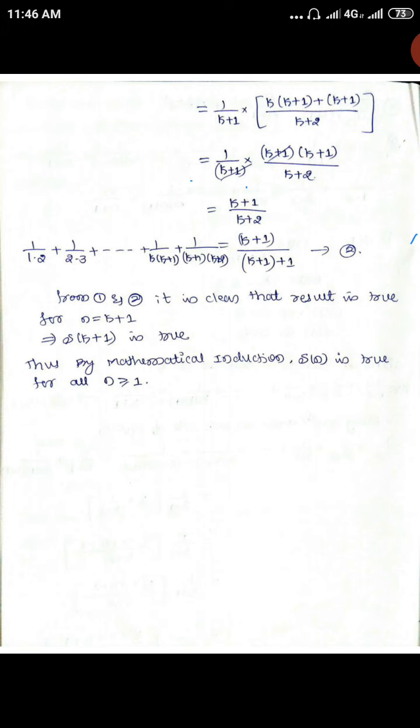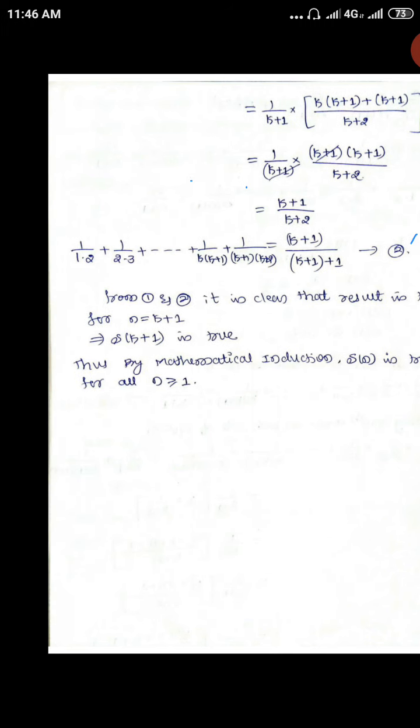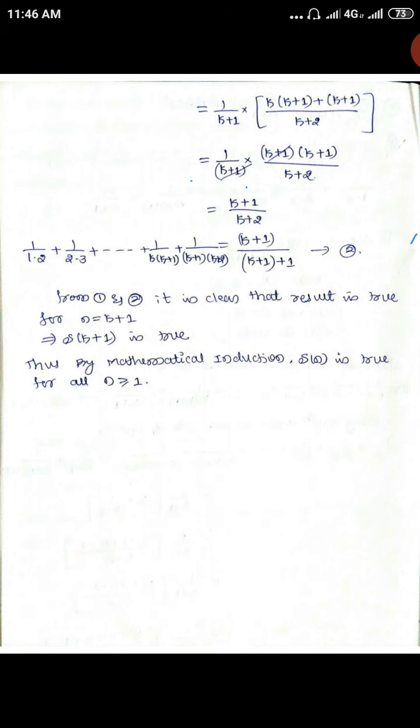That 2 I'll write as 1 plus 1. So the earlier result is n upon n plus 1. This result is k plus 1 divided by (k plus 1) plus 1. It means the result is true for n equal to k plus 1. Therefore, by the principle of mathematical induction, Sn is true for all n greater than or equal to 1.